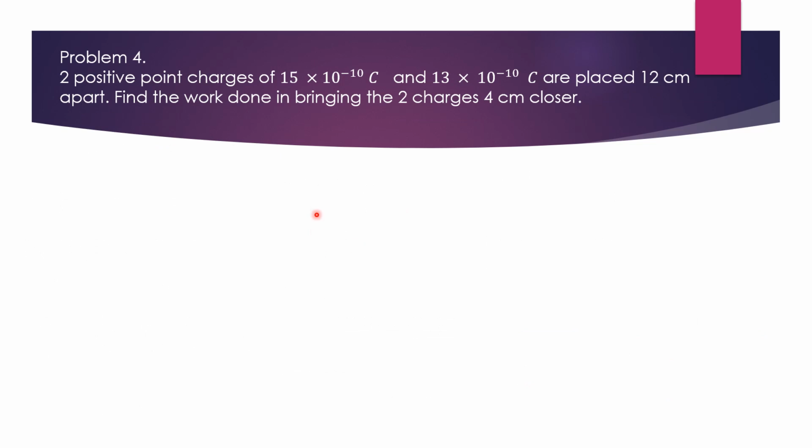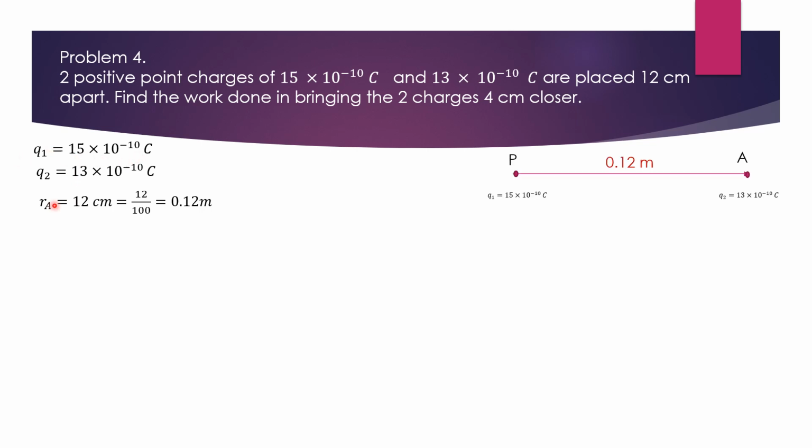Problem 4. Two positive point charges of 15 into 10 power minus 10 coulombs and 13 into 10 power minus 10 coulombs are placed 12 cm apart. Find the work done in bringing two charges 4 cm closer. These are the two charges, Q1 15 into 10 power minus 10, Q2 is 13 into 10 power minus 10, and distance is 12 cm, which can be written as 0.12 meter, and this is the point P. Point A is 0.12 meter apart, and this is the point B.